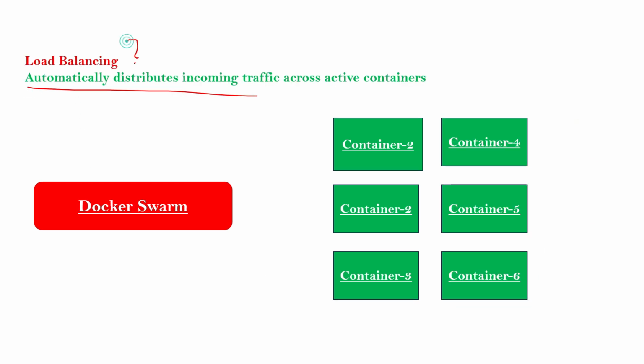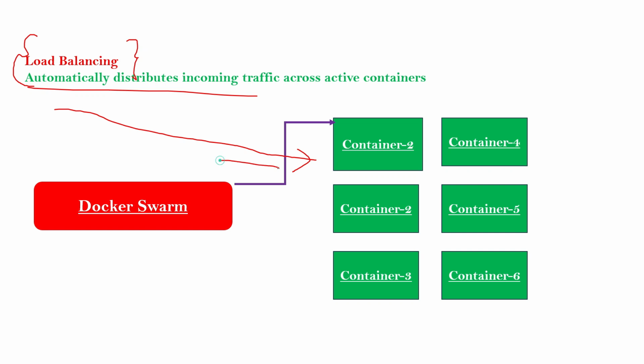Load balancing again is a very important feature, specifically in a highly available environment. And what does it mean? It's very straightforward. Here again, I'm saying that we have 6 containers. Now if any client is trying to connect to your application, which is running on multiple containers, how will the load get distributed on each and every container, right? It has to be distributed equally.